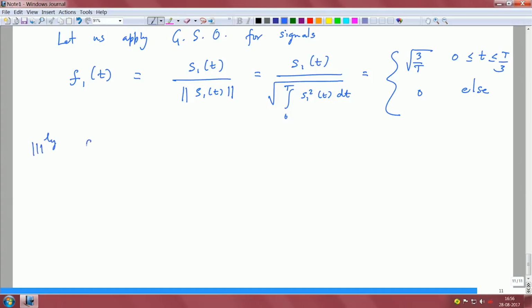So, similarly F2 of t is S2 of t minus S21, which is basically the inner product of S2 with F1, on F1 of t, right. You have to remove that component out, and if you want to normalize this, this is basically norm of that.